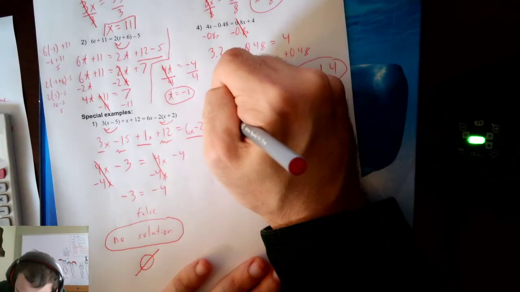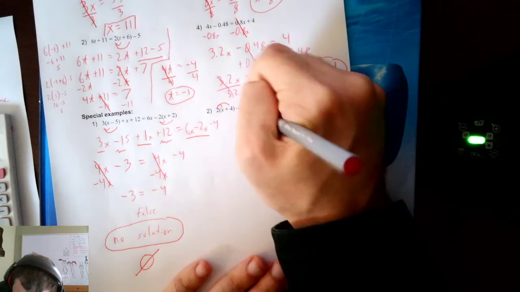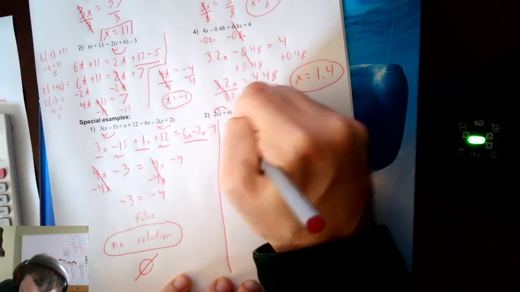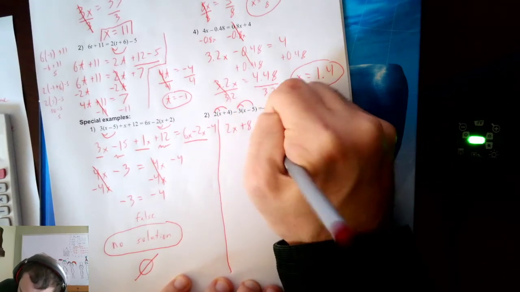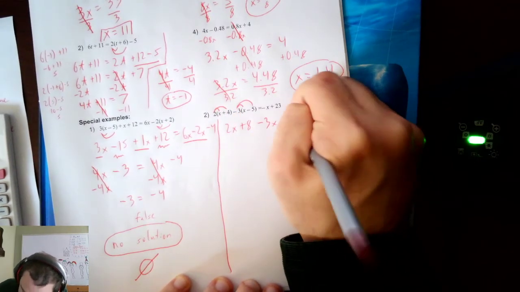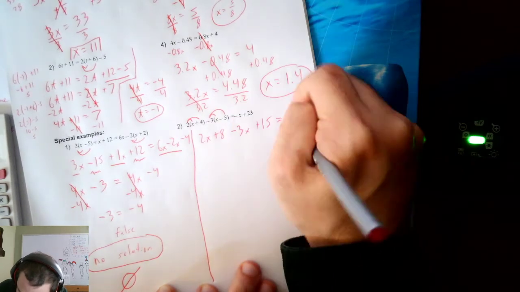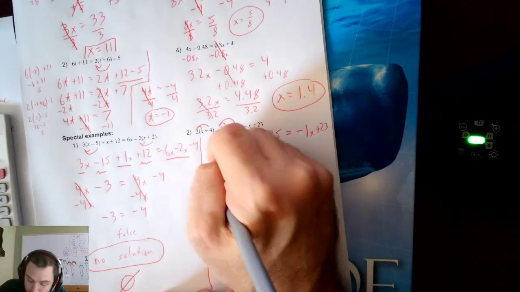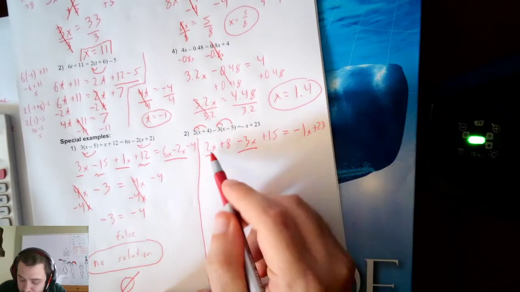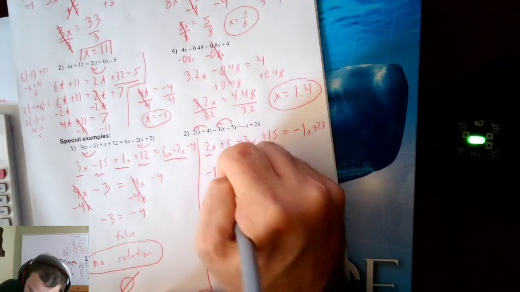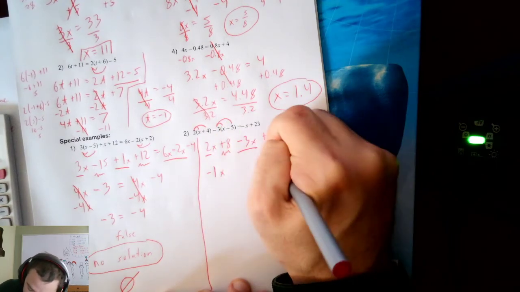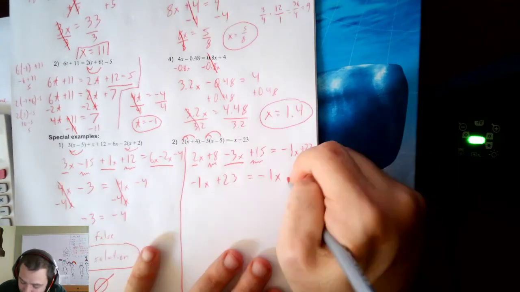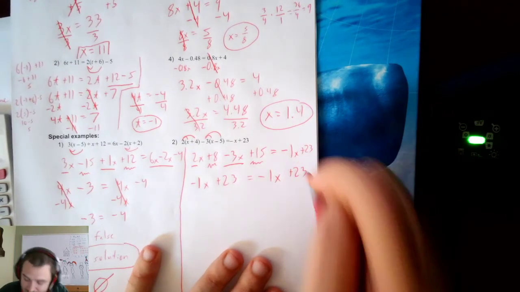In our other special example, we need to distribute a 2 and a minus 3 first. So 2x plus 8 minus 3x plus 15 equals negative, we can put a 1x, right, plus 23. Now, combining like terms on the left, 2 minus 3 is negative 1x. Positive 8, positive 15 is plus 23. And on the right, I still got negative 1x plus 23.